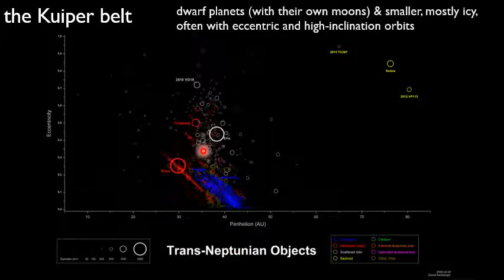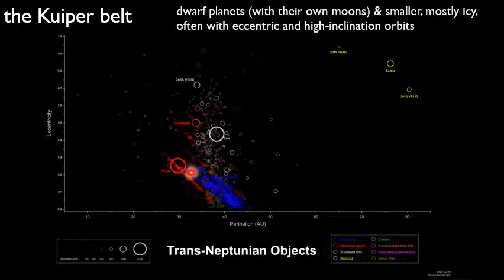This is lumped in with the Kuiper belt. All right, so what you have here are a handful of dwarf planets like Pluto and Eris, objects that are in hydrostatic equilibrium. They're spherical. They even have their own moons. And they're peppered in here with lots of smaller objects that are mostly icy in composition.